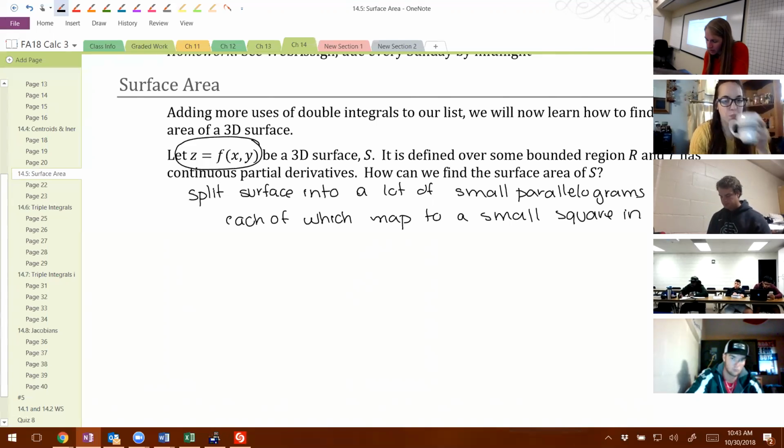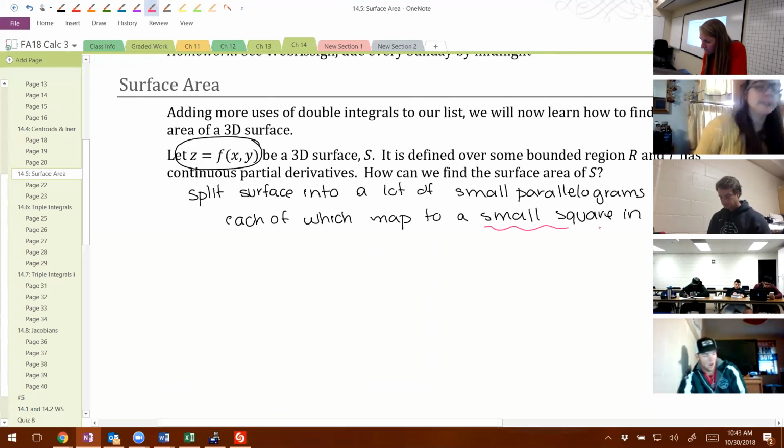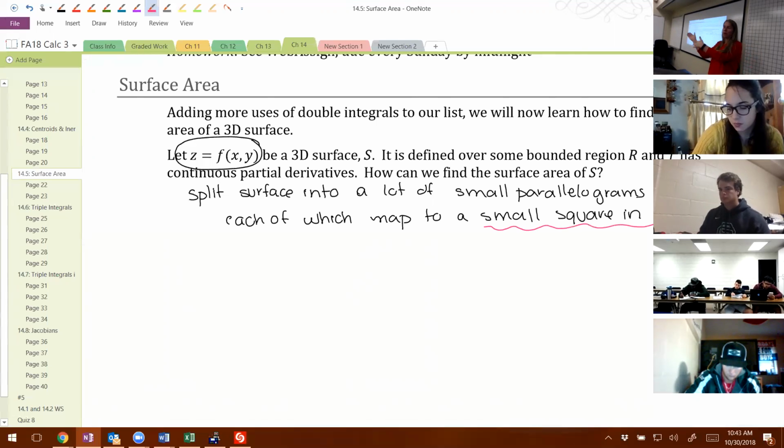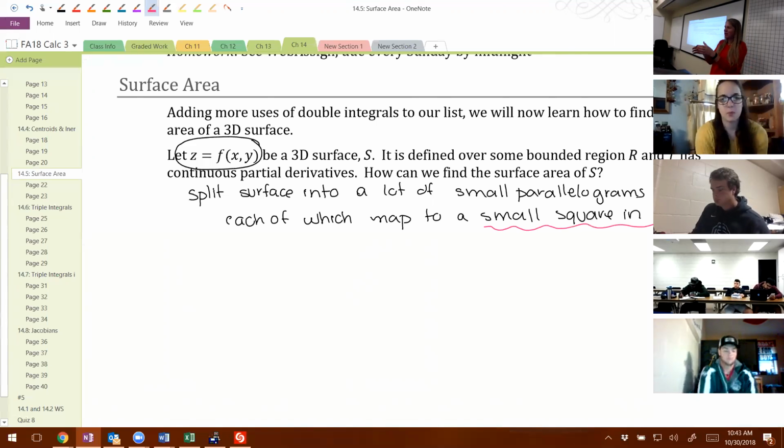These small squares in our region R, they're all going to have an area of Δx times Δy. So depending on how many divisions we have, that's going to change. But whatever the change in x is, whatever the change in y is, which will depend on how many breaks we have there, that's going to tell us the area of each one of these little tiny squares there. The way we find the area of the parallelograms is a little more complicated.